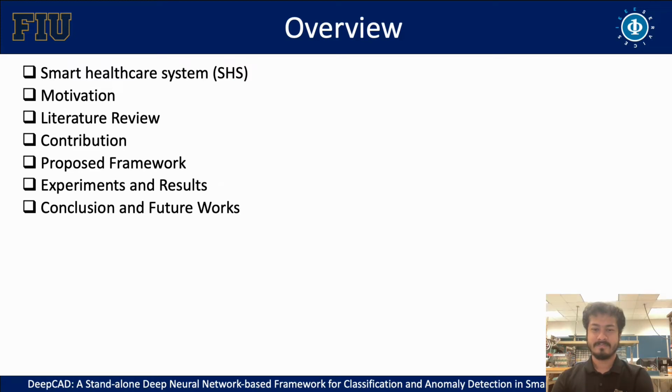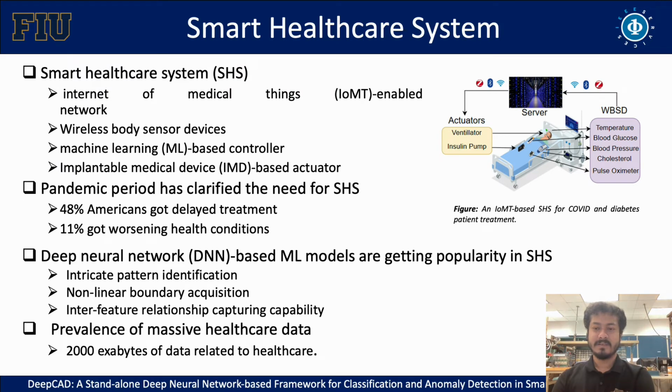So the smart healthcare system concept is reshaping the modern digital healthcare system by making it more personalized, automated, and effective by incorporating the Internet of Medical Things enabled network. In a typical smart healthcare system, patients are automatically treated with implantable medical devices or other automated medical delivery systems like heart pacemakers, drug infusion pumps, etc. And these medical actuators are triggered by a control signal which is primarily provided by a cloud-based controller.